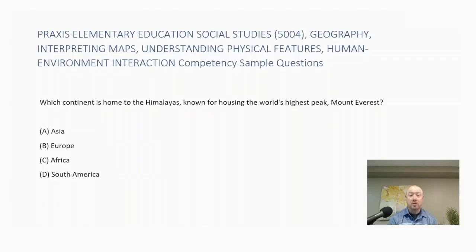Which continent is home to the Himalayas, known for housing the world's highest peak, Mount Everest? Is it A, Asia, B, Europe, C, Africa, or D, South America? All right, so the Himalayas run through India and Nepal, and both of those countries are in the continent of Asia. So the correct answer here is A, Asia.